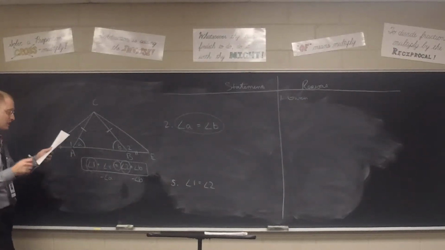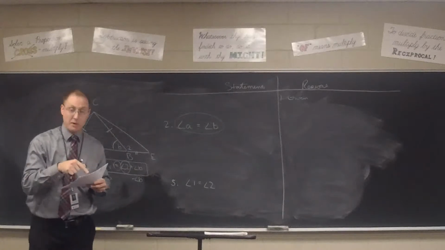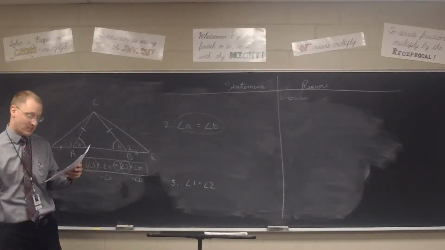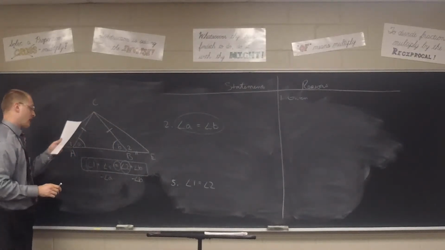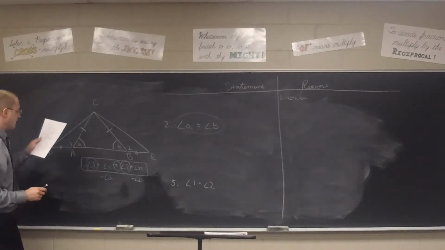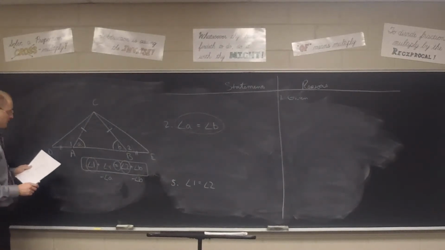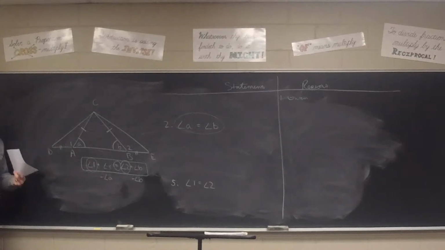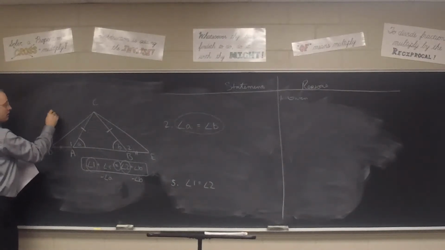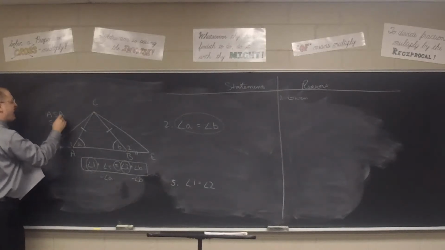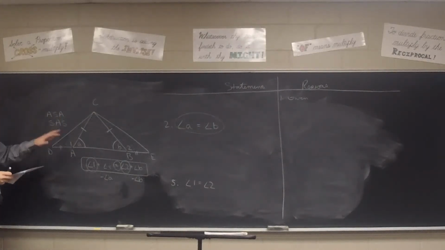Now, that takes care of the first thing we wanted to prove. We wanted to prove angle 1 equals angle 2. That's done. The next thing we wanted to prove was that triangle DAC is congruent to triangle EBC. Well, what are ways we would use to prove triangles congruent, Chris? ASA, SAS. And if they were right triangles, but we don't have any indicator of right triangles.